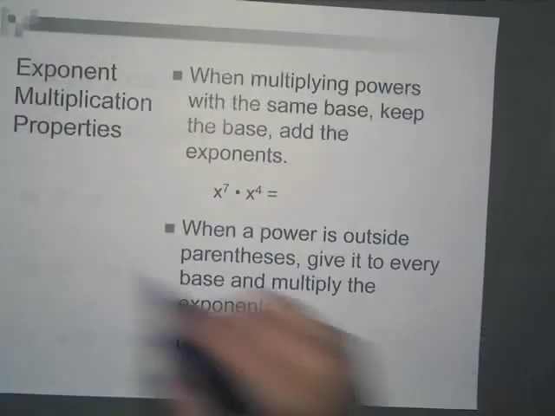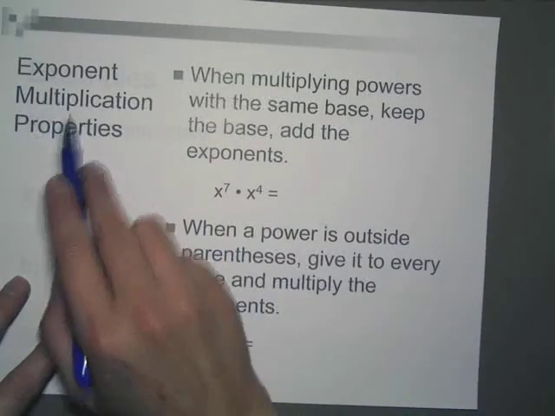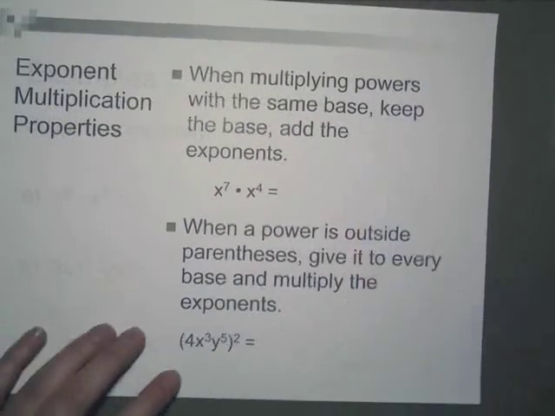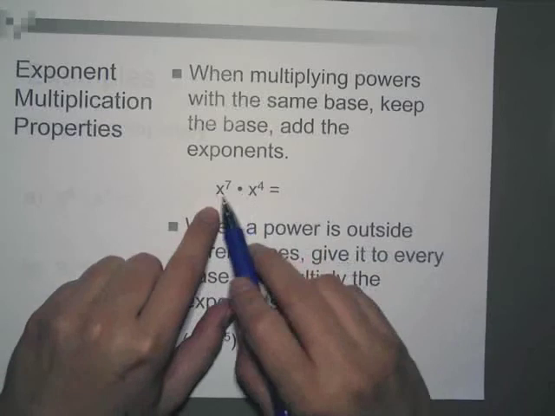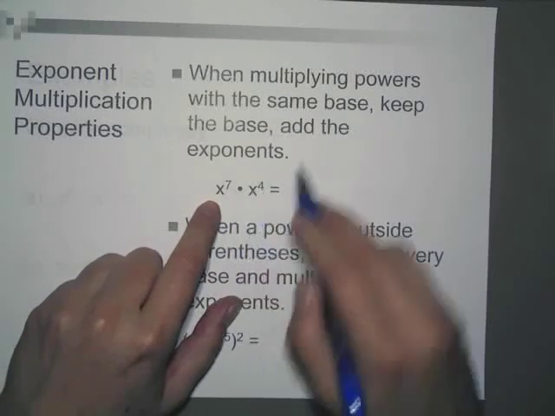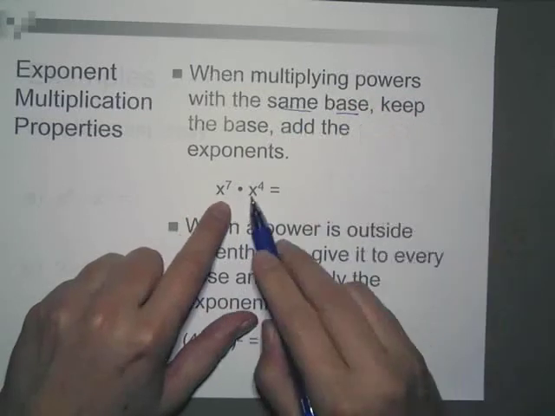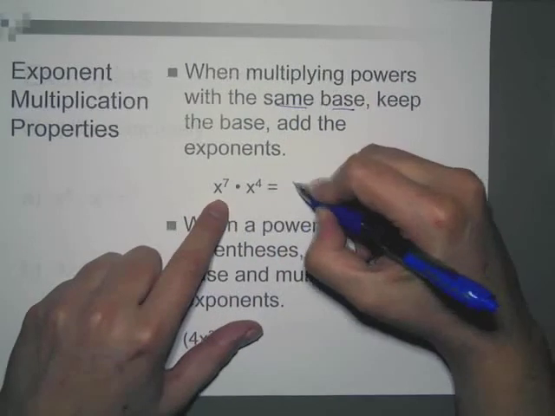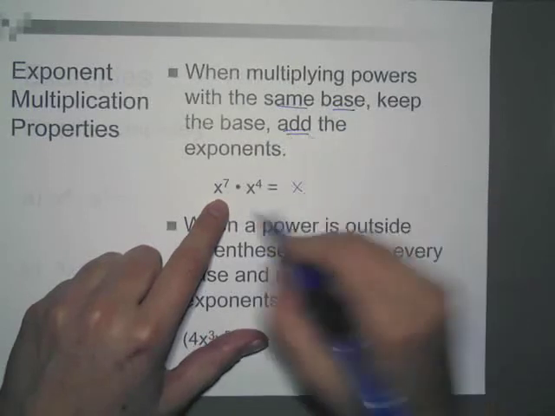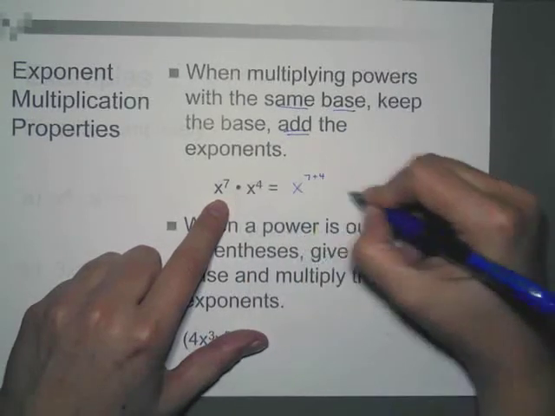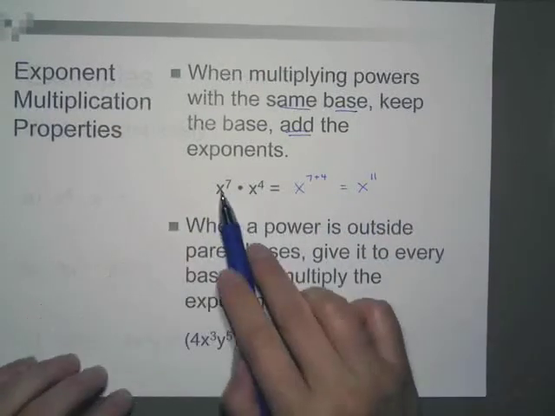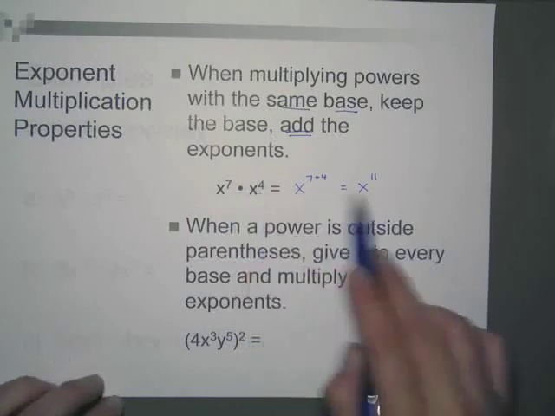Okay, the first rule that we're going to talk about is exponent multiplication properties. When we are multiplying two powers with the same base, we keep the base and we add the exponents. So we see here I'm multiplying x to the 7th and x to the 4th. They have the same base, okay? We're going to keep that base exactly the same. So in my answer, x is still the base of my answer, and I'm going to add those exponents, 7 plus 4, which is the same as x to the 11th power. Okay, so when I simplify two of the same base, I add the exponents to simplify.